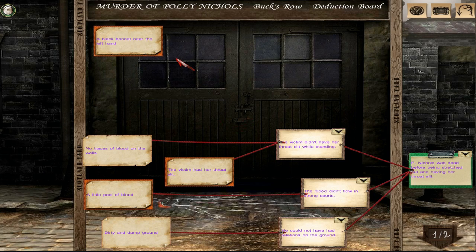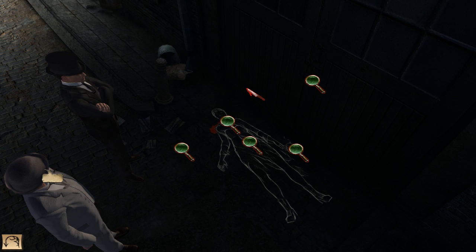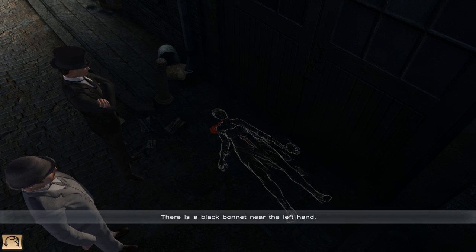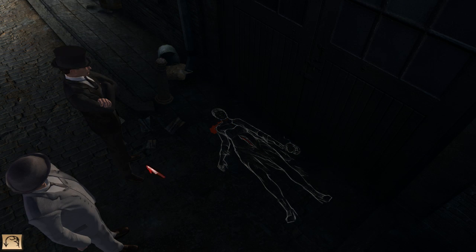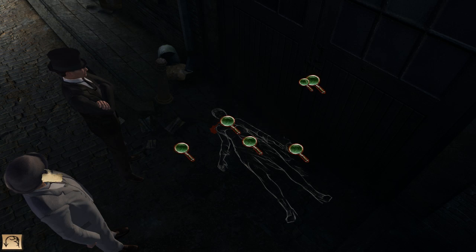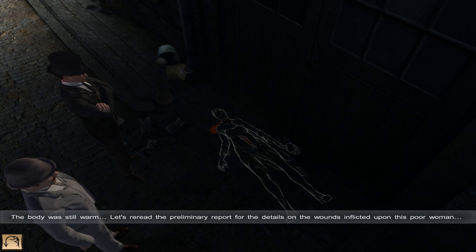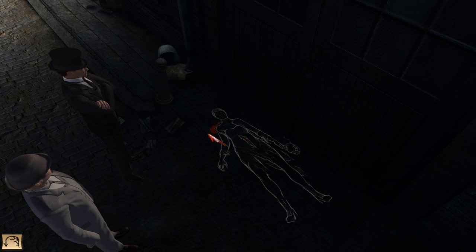The left hand. There is a black bonnet near the left hand. No marks on the ground. The ground is muddy. No signs of blood. The body was still warm. Let's reread the preliminary report for the details on the wounds inflicted.